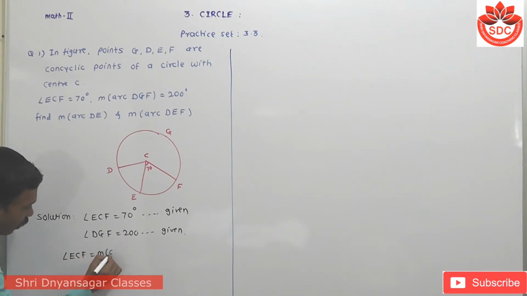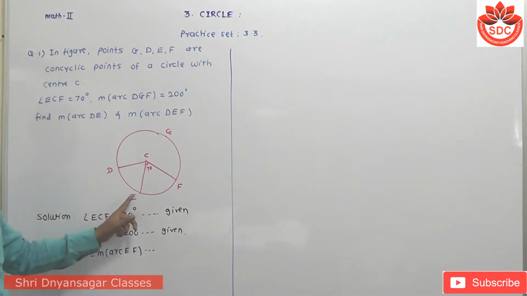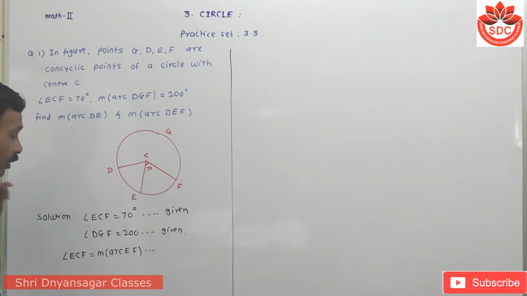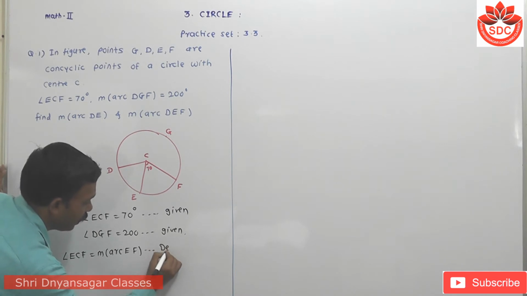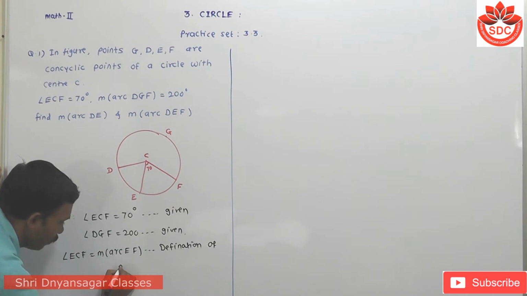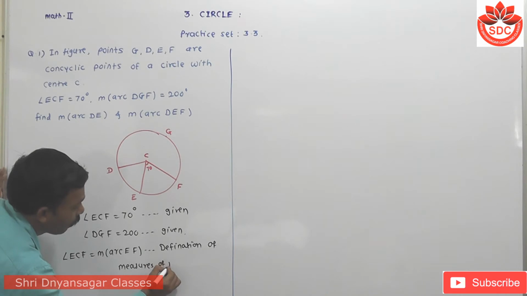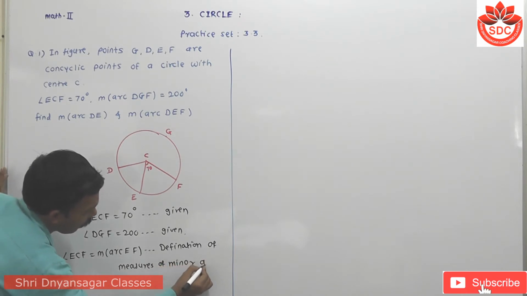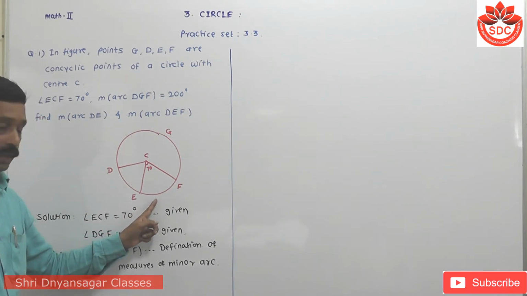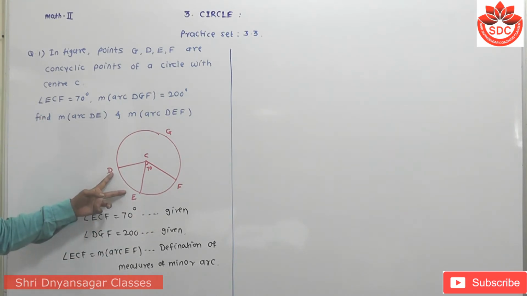Now student, this angle ECF is equal to measure of arc EF, because by the definition of measure of a minor arc, the measure of the central angle and its corresponding arc are equal. So by using the definition of measure of minor arc, this arc is also 70. Then we have to find out this arc DE.